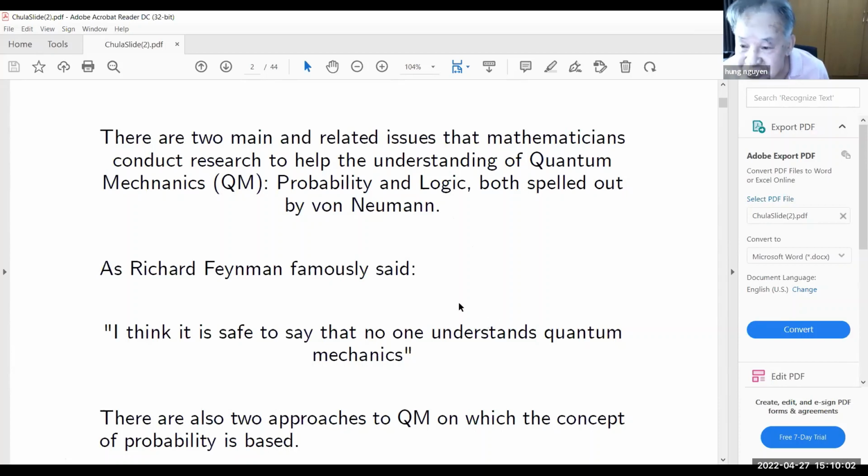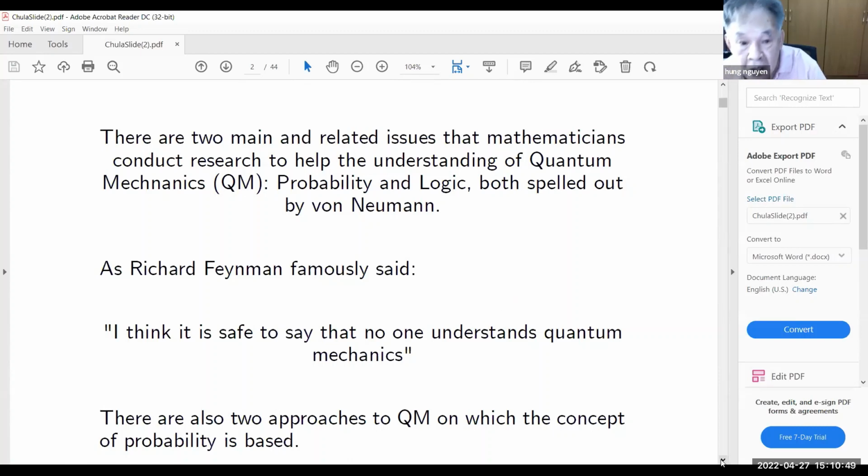As Richard Feynman famously said, I think it is safe to say that no one understands quantum mechanics. Then what? We need to understand. The physicists need to understand this to make your iPhone. But who helped them? We, mathematicians. We helped them with two things. They only designed a system. We helped them with the mathematical foundation of quantum mechanics, which is called functional analysis. And we want to help them with the logic for reasoning, and that is called quantum logic. And that's the topic of today.